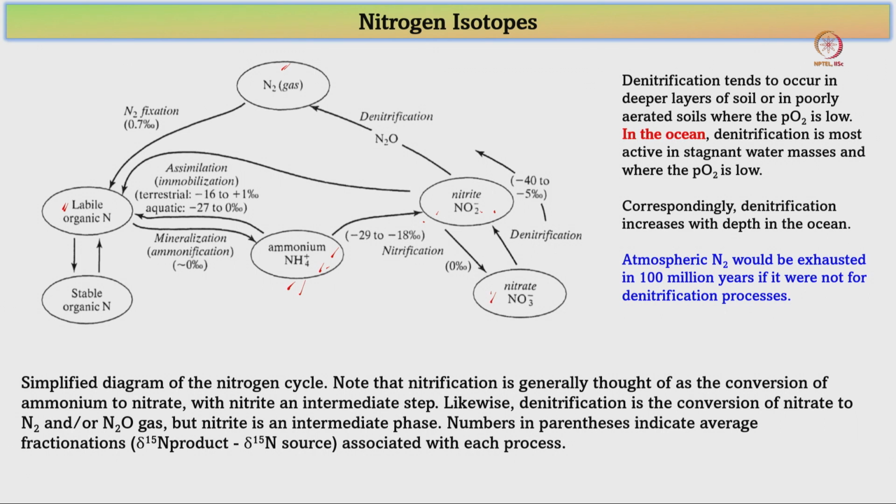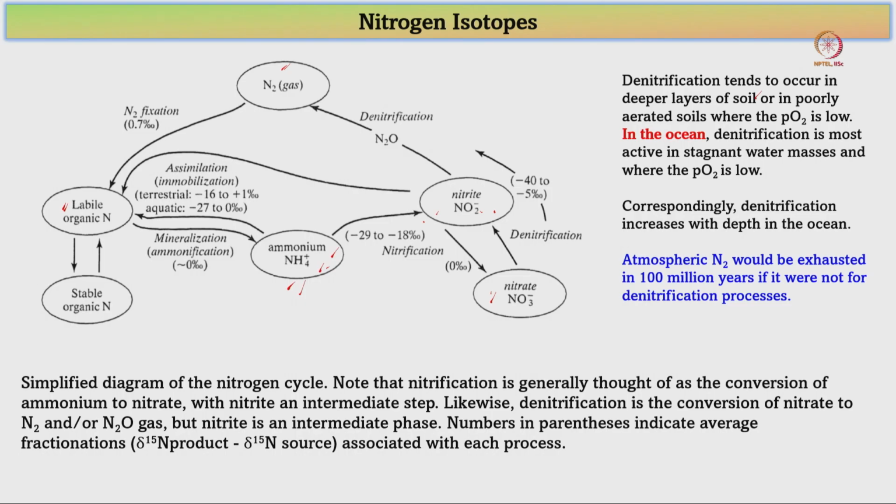Okay. So, therefore, you see the huge range of values that can happen. The different processes can lead to different kinds of values. Now, denitrification tends to occur in deeper layers of soil or in poorly aerated soils. Why? Because there we have more anaerobic bacteria. These anaerobic bacteria will use this denitrification step to gain oxygen, and then to get the energy for their metabolic activities.